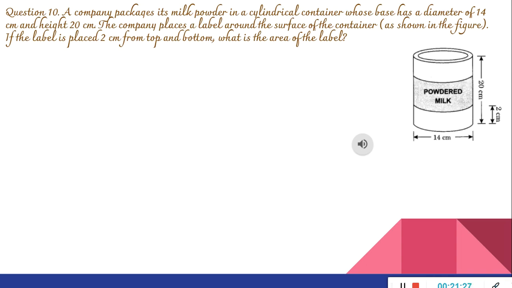So how could we find the height? Here height would be 20 minus 2 plus 2, 2 centimeter down and 2 centimeter up, that is equal to 4 centimeter. We have to subtract from 20. So that is the height of the cylindrical label. That would be 16 centimeter. Here radius is 14 upon 2. 14 is the diameter, half of that, that is equal to 7 centimeter.